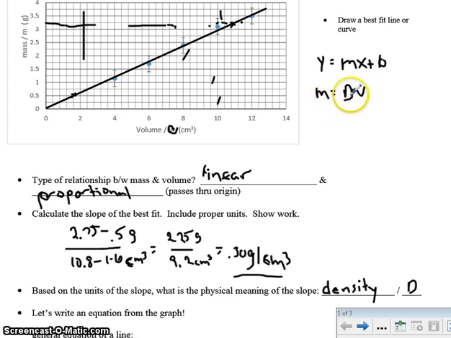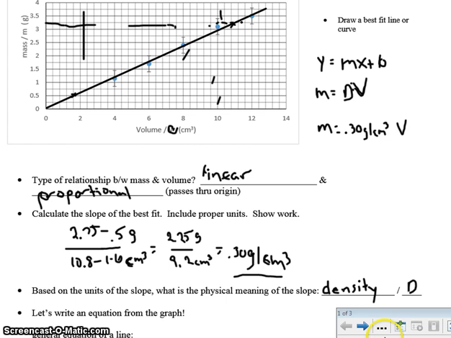Now you already know this, but this is how you can get that from a graph of mass versus volume, and that's really neat to be able to do. Now in this particular case, we could say mass equals 0.30, right? That's the slope we got, grams per cubic centimeter, times whatever volume we plug in. Okay, so this is a general equation. This is the specific equation for the situation.